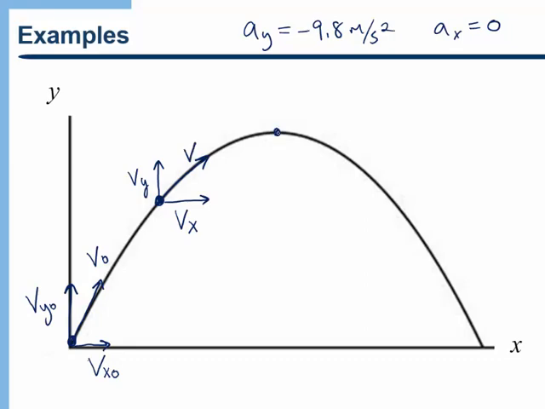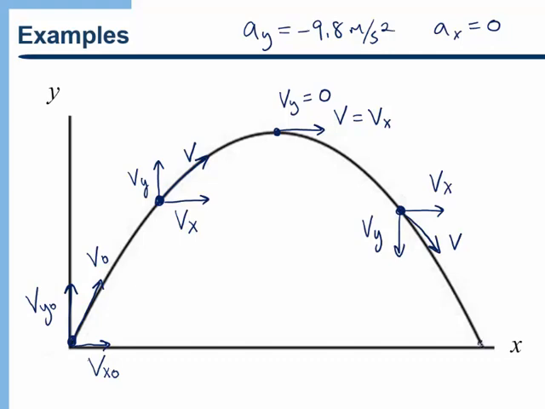Notice that at the top, vy is equal to 0, and the only velocity that the object has is just the x component of the velocity. Again, if I drew the object when it's over here, vy is now negative, vx is still unchanged, and our total velocity v would look like that.